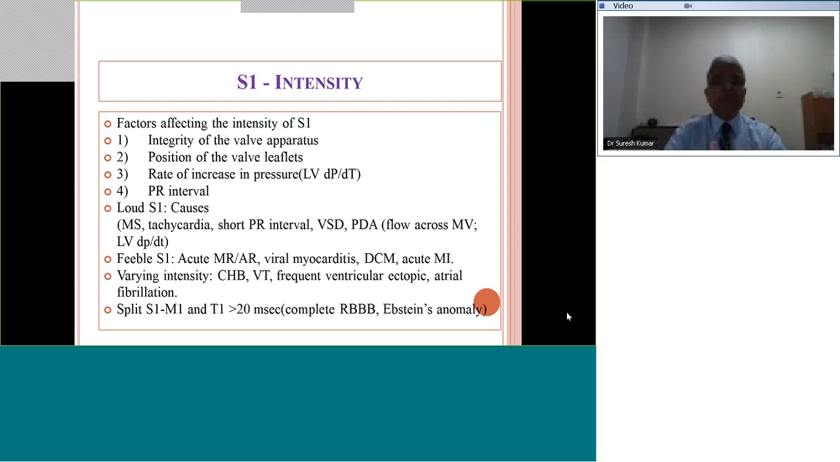The S1 is split means you are able to appreciate the tricuspid component, because the mitral component contributes more than 80% of the intensity of the first sound. So if you can hear a split first sound, it means you are hearing the tricuspid component. You can hear it if there is a complete right bundle branch block, especially with an abnormally wide QRS complex, or an Epstein's anomaly.